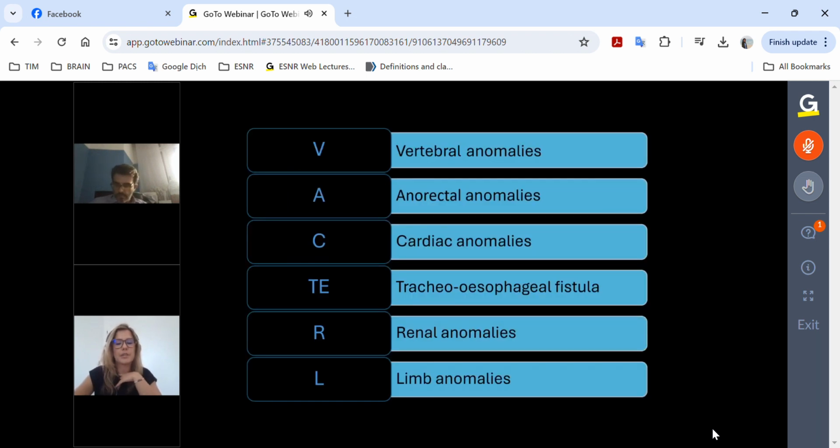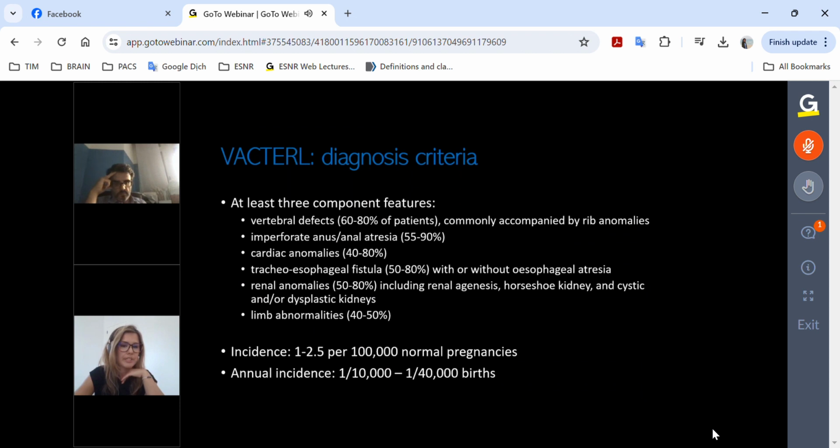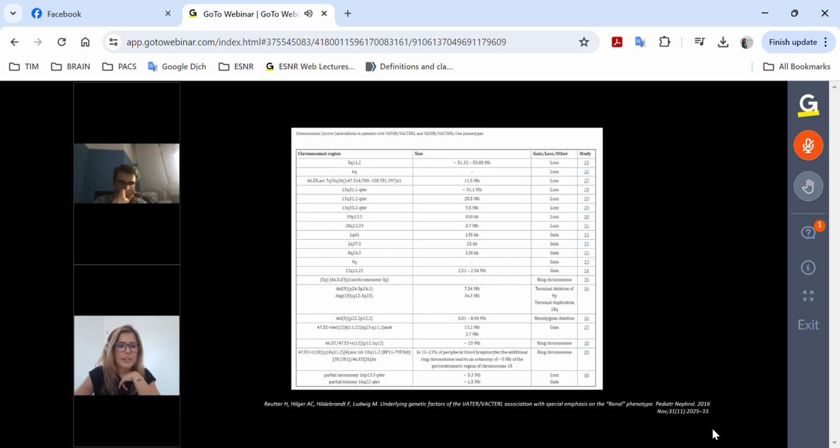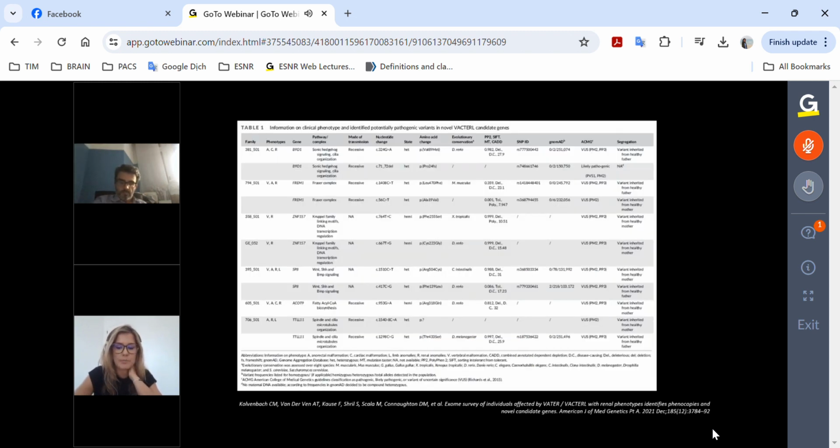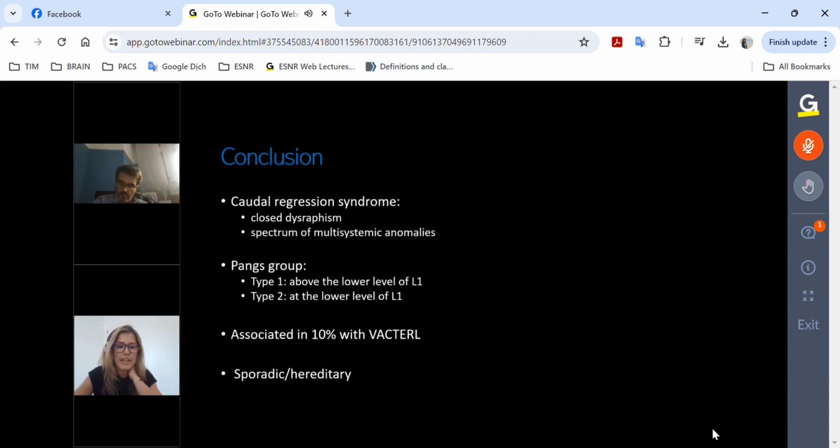So VACTERL is an acronym: vertebral anomalies, anorectal anomalies, cardiac anomalies, tracheoesophageal fistula, renal anomalies, and limb anomalies. You need at least 3 components to feature, and the most frequent ones are the vertebral defects, as in our case, the imperforate anus and the cardiac anomalies, okay? And this is also quite rare. In the literature, they are talking about some chromosomal aberration in this type of patients, and in our case we did not find any mutation.